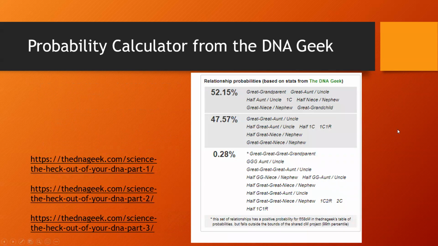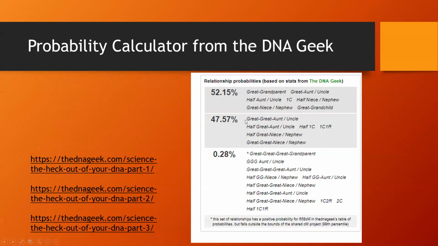So there is a probability calculator from the DNA Geek, Leah Larkin, and I've included the links in your handout. There are 3 different links that explain how you can use the probability calculator. Sometimes I use this, sometimes I don't. In this case with the tester and cousin M, there's a 52% probability that it's one of these relationships, and a 47% probability that it's one of these relationships.